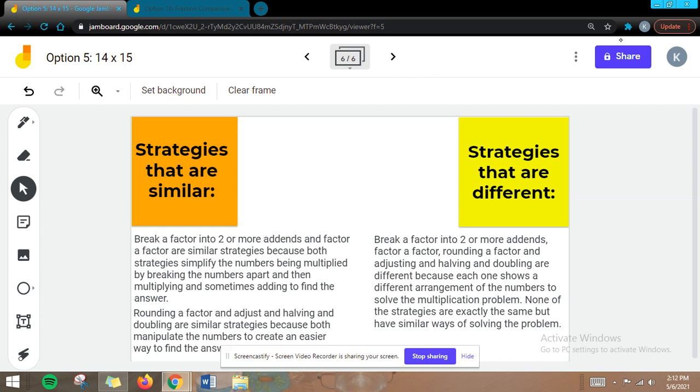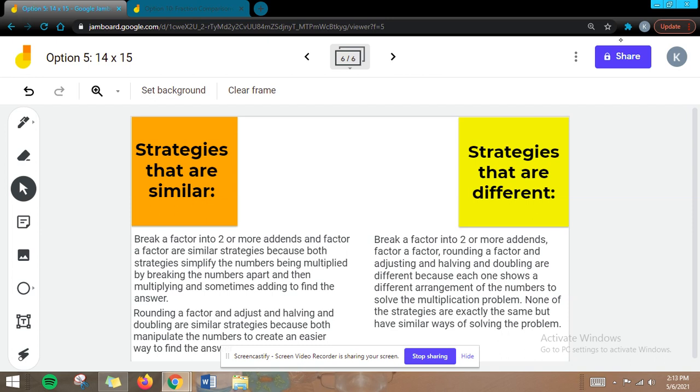So for strategies that are similar, break a factor into 2 or more add-ins, and factor a factor are similar strategies because both strategies simplify the numbers being multiplied by breaking the numbers apart and then multiplying and sometimes adding to find the answer. Then rounding a factor and adjusting and halving and doubling are similar strategies because both manipulate the numbers to create an easier way to find the answer.